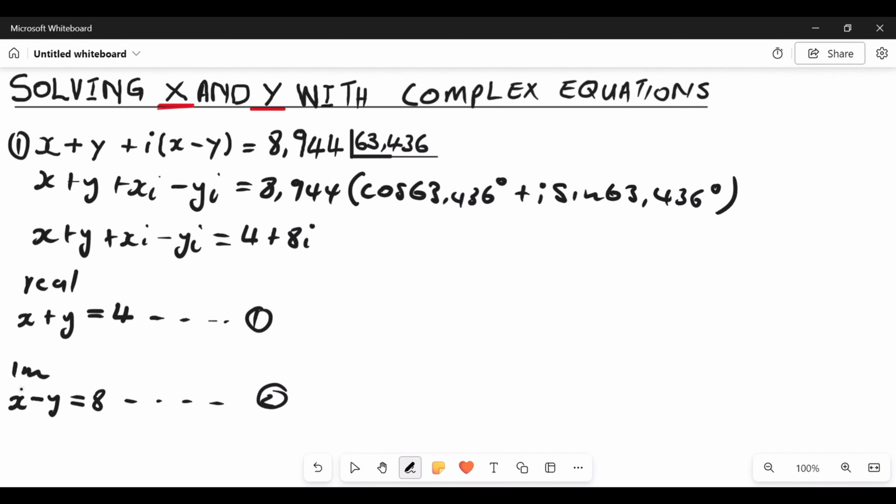Right, so you have to make one of these the subject of the formula. So if we take equation 2 and make x the subject of the formula, we're going to be left with x equals positive 8, and then we take y to the other side, it's going to be positive y, and this is going to be equation 3. We can name this one equation 3. So it's time for us to do simultaneous equations.